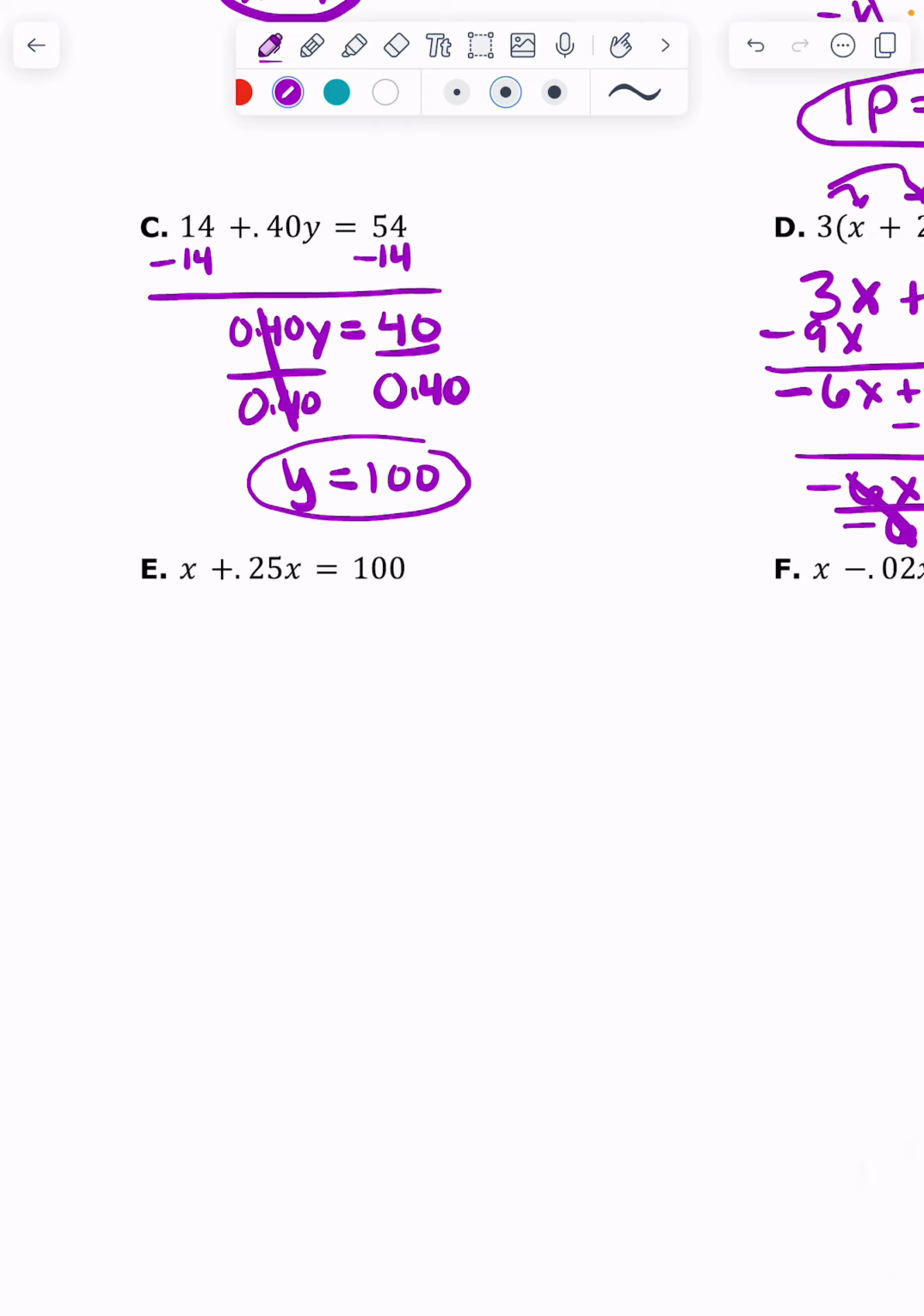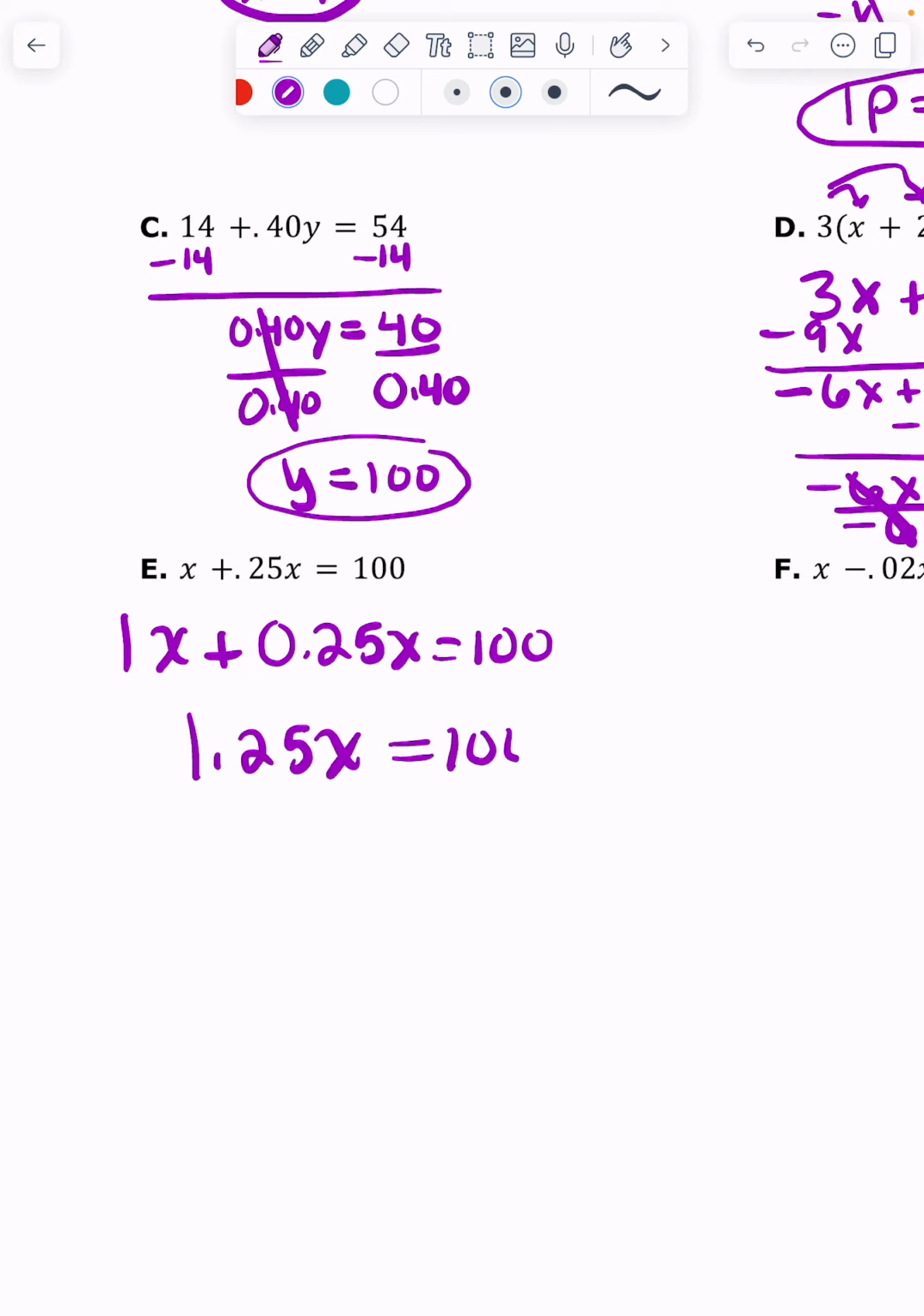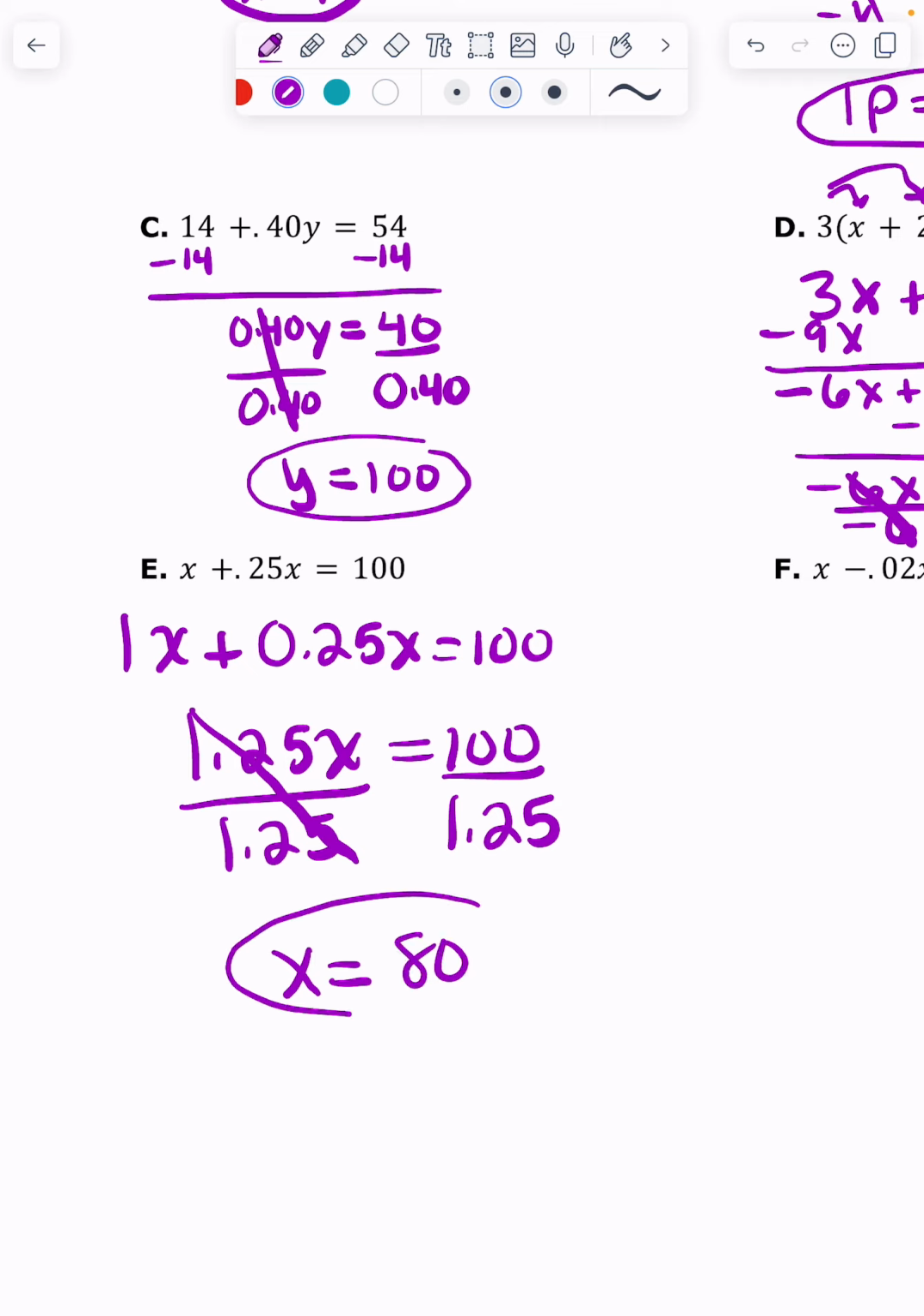Example E. So here we might want to write it as 1x plus 0.25x equals 100. You don't have to have that 0 in front of the decimal, but I like it there. This is 1.25x if you combine like terms, and then divide. So those are gone, and I get 100 divided by 1.25, which is 80.